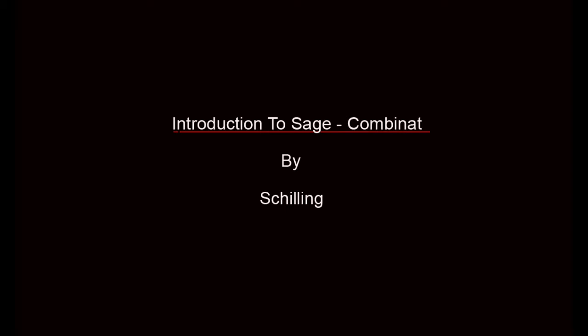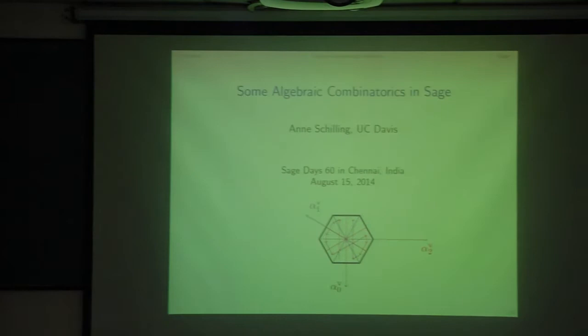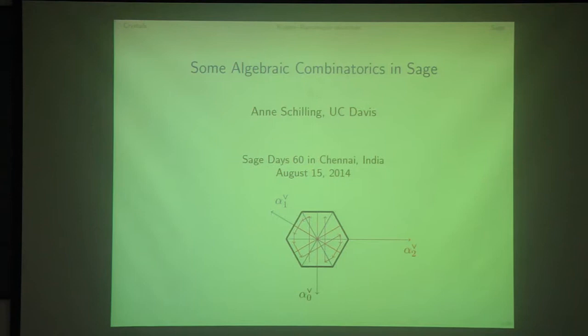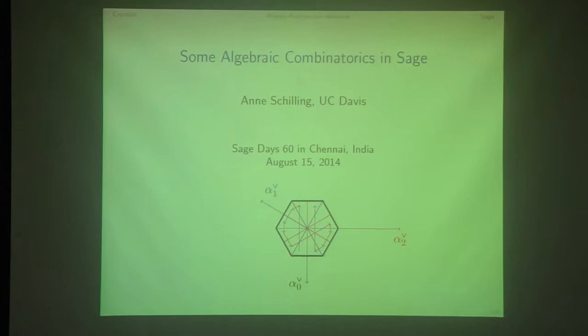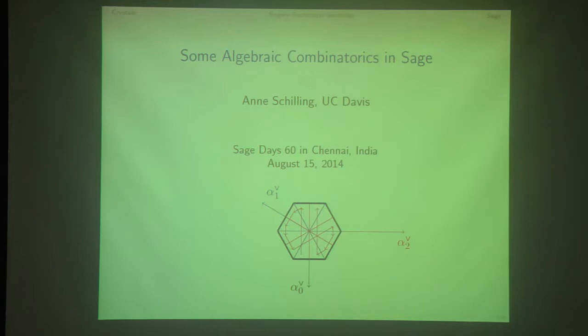So what I want to do today is talk about some algebraic combinatorics in SAGE. The sum is there because there's so much there already that I can't actually cover everything. So I just cherry pick some of the stuff that is very related to my research, and I will show you some of that. And then I will give you a small demonstration on how you can use that sort of stuff in SAGE.